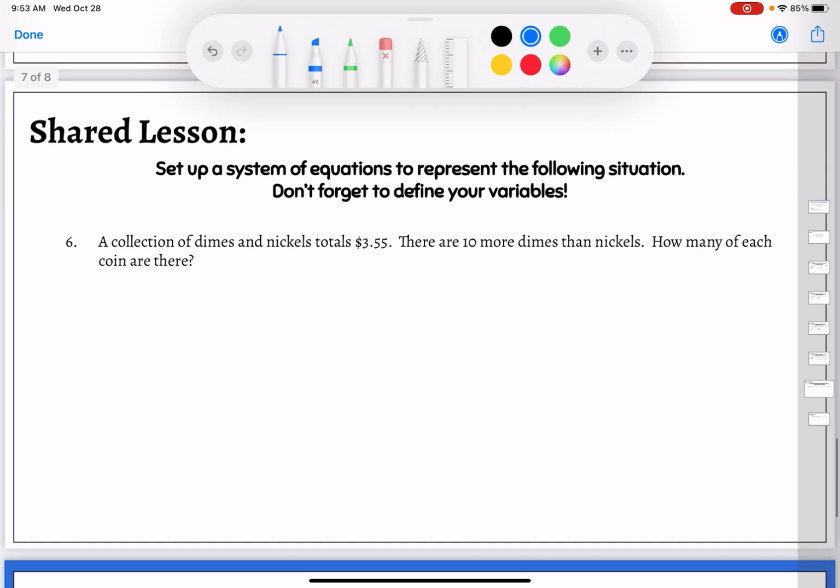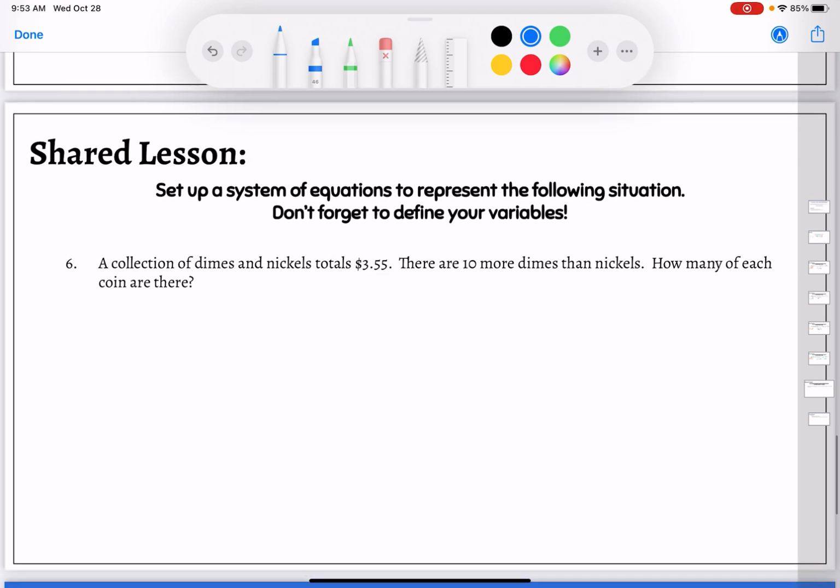All right, now those money ones seem to be tricky for a lot of students. So we're going to do one more of those as our last problem here in notes, just setting it up. So this time I have a collection of dimes and nickels that totals $3.55. There are 10 more dimes than nickels. How many of each coin are there?